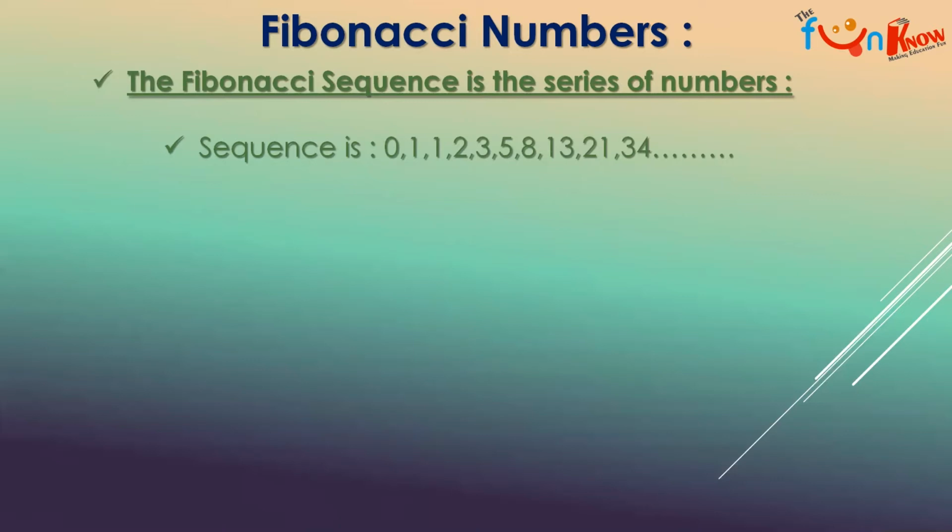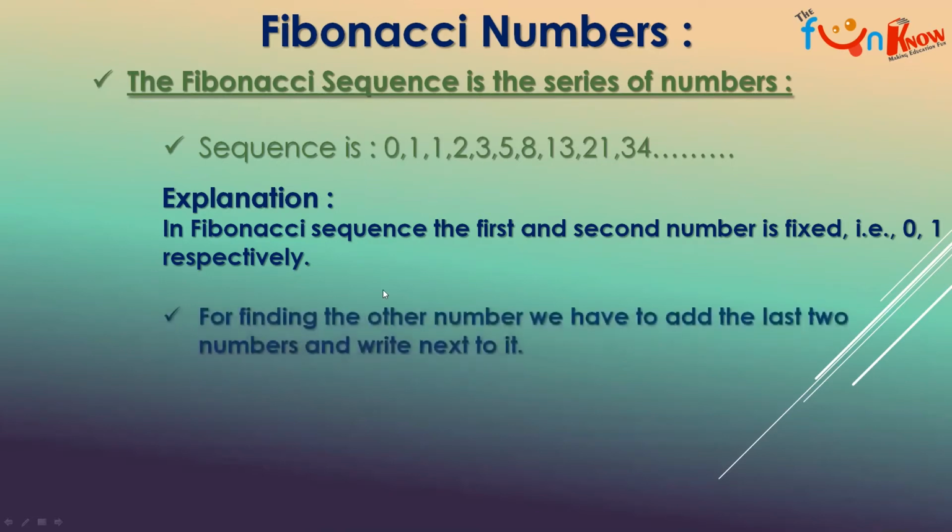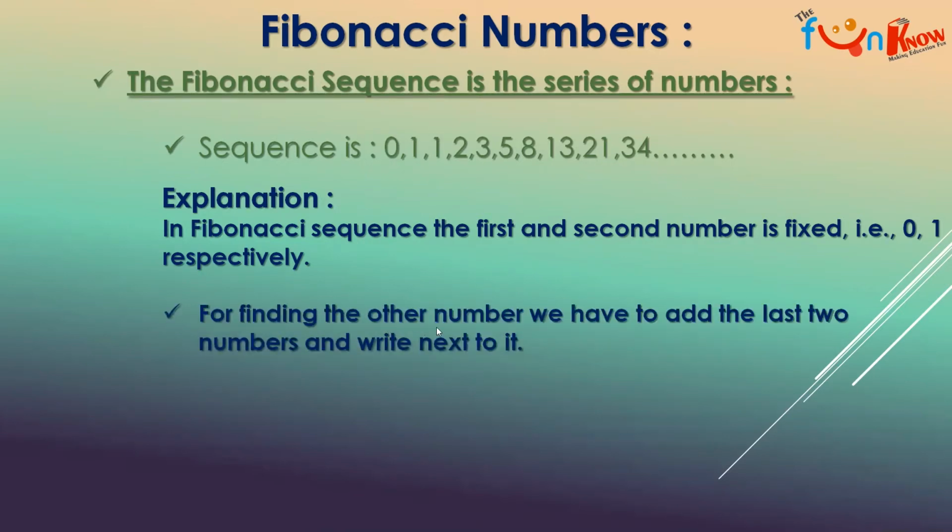Did you guys notice something? No? Let's see about this. So in Fibonacci sequence, the first and second numbers are fixed. They are always 0 and 1. So as you can see here, this number is 0, this number is 1. But then how to find the next number? For finding the other number, we have to add the last two numbers.